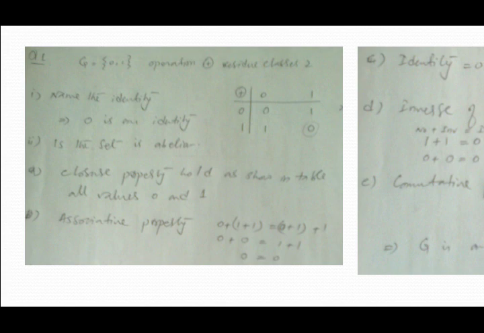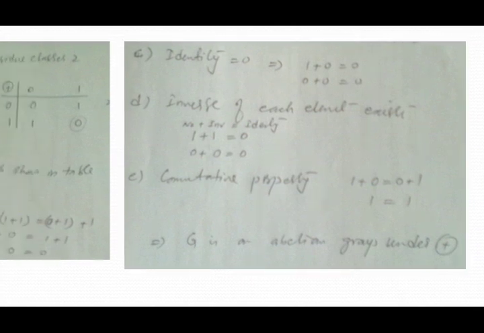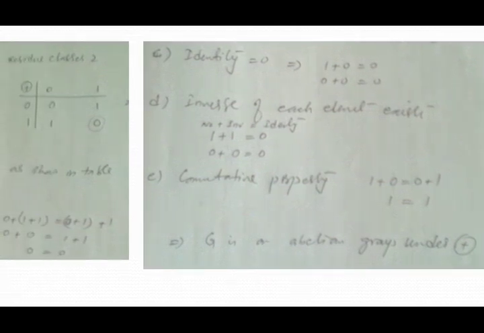All the entries of the table belong to the set, therefore it is a groupoid. Next, the associative property also holds in this set. The identity element is 0 because it is addition. The inverse of 0 is 0 and the inverse of 1 is 1. The commutative property also holds, therefore it is an abelian group.